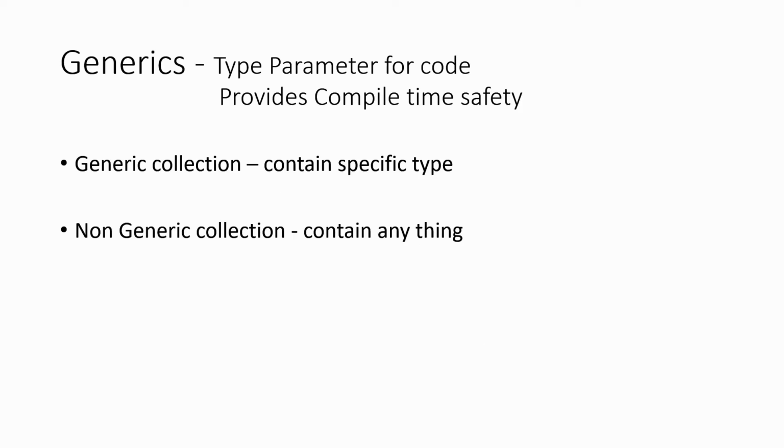Generics. Generics are type parameters for code. They provide a template. The purpose of generics is to use the same code with different types. They provide compile time safety, which is better than a runtime exception. A generic collection can contain a specific type. However, a non-generic collection can contain anything.